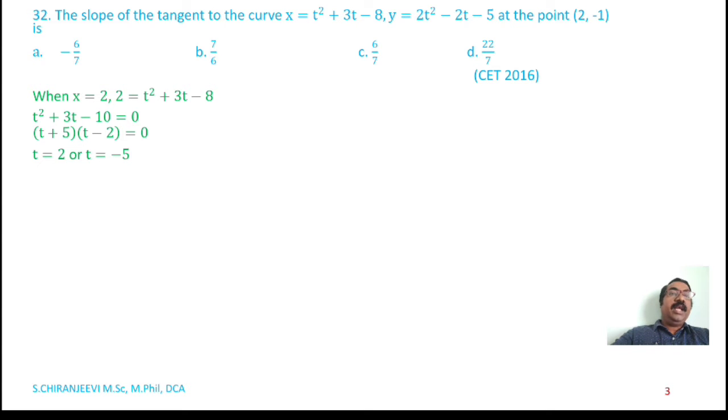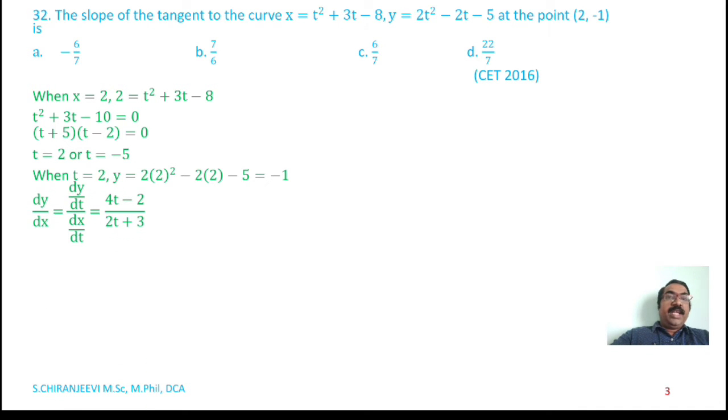But in the given question, when the value of x equal to 2, we need to get the value of y as minus 1. So now if I substitute t equal to 2 in the function y equal to 2 into 2 square minus 2 into 2 minus 5, it will become minus 1. The required point needs to be x is 2 and y equal to minus 1. So the value of t is 2.